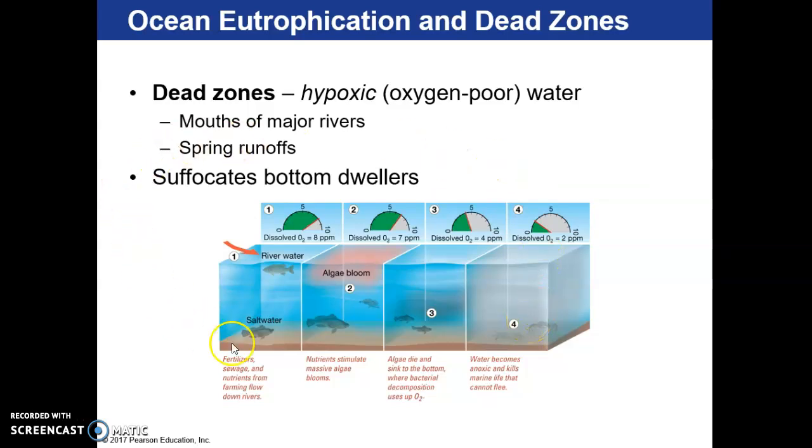And what happens in a dead zone is it basically suffocates your bottom dwellers. And so here you have river water and salt water meeting, and then that algae bloom happens and everybody's trapped down here. And so your bigger fish, they can get away, but your smaller fish cannot, and so they die. And then your water becomes anoxic completely and kills everything.